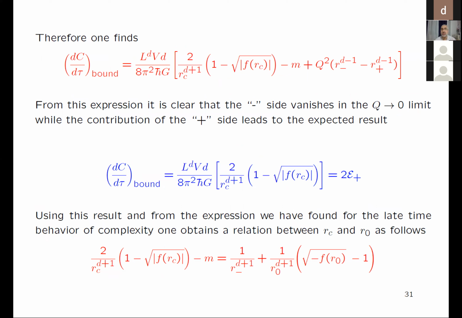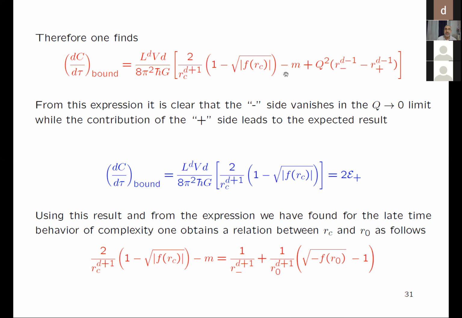It's interesting to study the neutral case when q equals 0. In this case, the term coming from r plus cancels, it is 0, and the term coming from r minus cancels this term, and we end up with this expression. This is exactly what we have for the complexity growth at late time for the neutral case when we have some finite cutoff here.